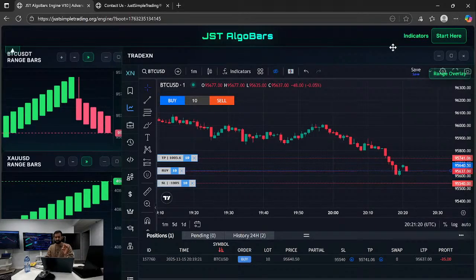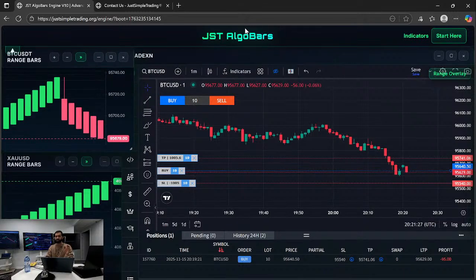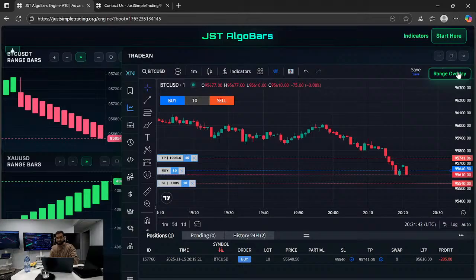Just a few things before I continue: remember, the risk is less than 1% on this trade. We always risk less than 1%. I always keep my risk very low. And then I always set my stop loss and take profit at 100 points. Now, the next feature, which is crazy, as soon as you get the system, you have access to this, which is called the range overlay.